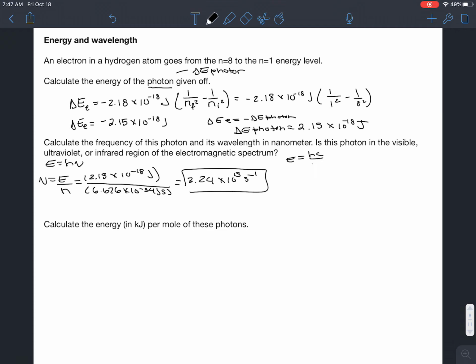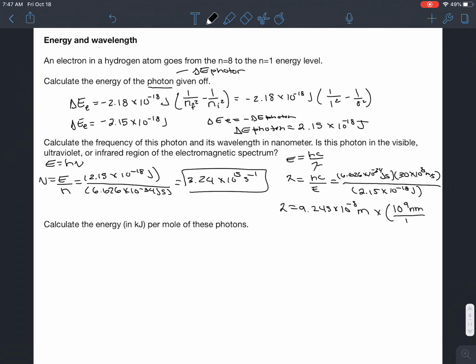Now my wavelength, I will solve for taking Planck's constant and speed of light dividing by the energy. So 6.626 times 10 to the negative 34 joule seconds times the speed of light divided by my energy, 2.15 times 10 to the negative 18 joules. Then my wavelength is 9.245 times 10 to the power of negative 8 meters. Since I want nanometers, I then use my nanometer conversion. And my wavelength will equal 925 nanometers.